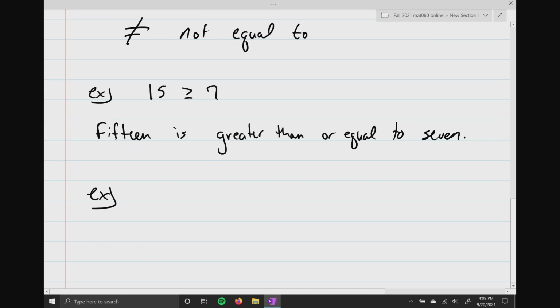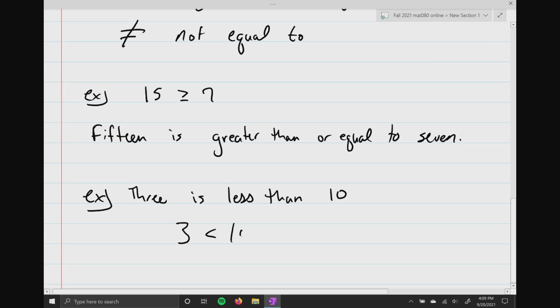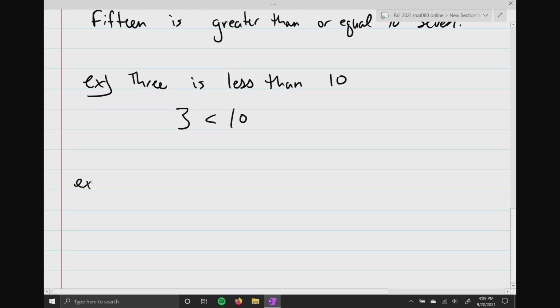Here's another one. Maybe we'll go 3 is less than 10. So now I'm going from a statement into an algebraic expression. So I'm going to write 3 less than 10. Okay? And if we wanted to, what we can do now is we can actually start to compare numbers. So for example, using inequality signs or using inequalities, form a true statement.